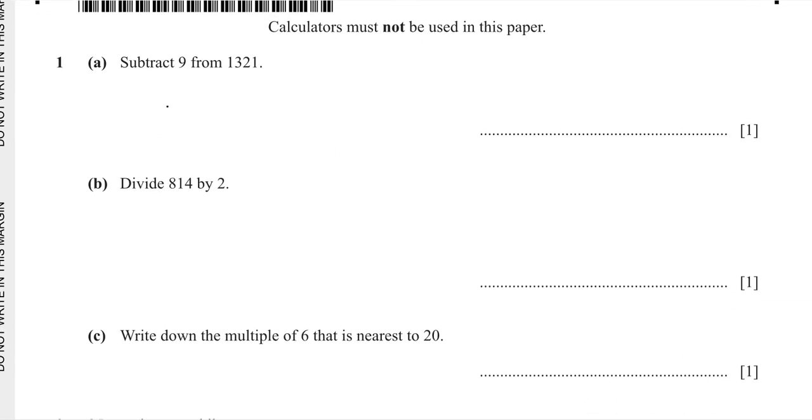Here we have question 1. Subtract 9 from 1321. So we have 1321 minus 9, that's going to give us 1312.